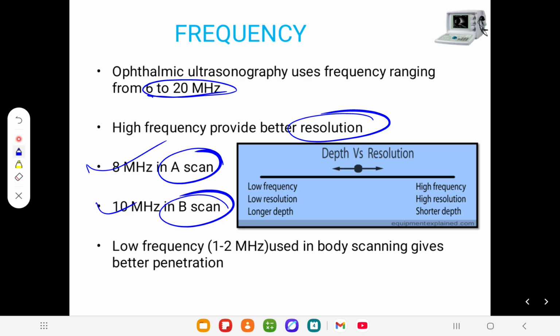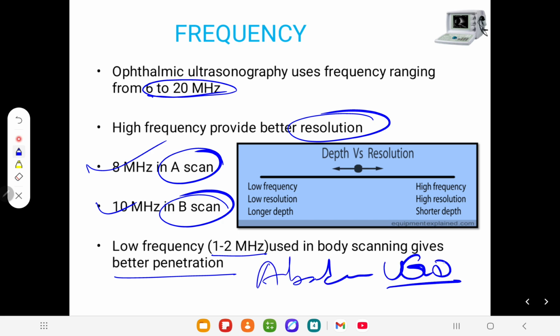Right now it's completely okay. So low frequency, 1 to 2 megahertz, is used in scanning, giving better penetration. Normally it's used in abdominal USC, and even in the pelvis area. So 1 to 2 megahertz.